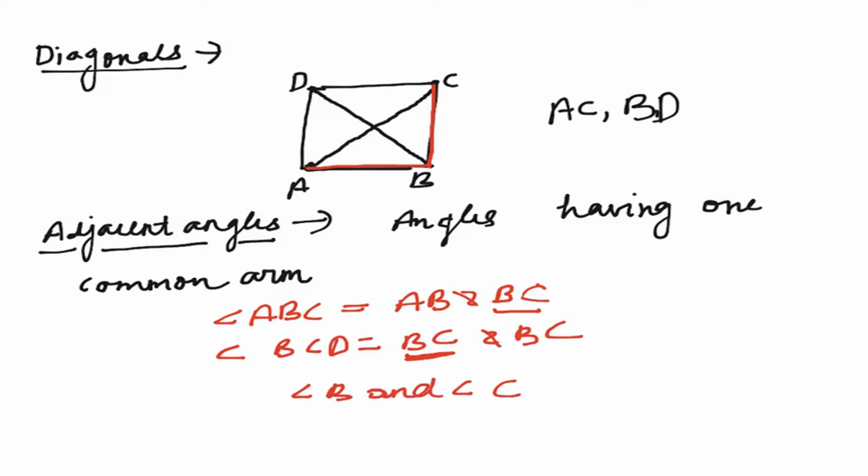Similarly, angle A and angle B are adjacent because they have common arm AB. Angle A and angle D are adjacent angles because they have common arm AD, and angle C and angle D are adjacent angles because they have common arm CD. Such types of angles are known as adjacent angles. So if we want to mark all the adjacent angles of this figure, we can mark angle A and angle B, angle B and angle C, angle C and angle D, and the last one, angle A and angle D. All these are pairs of adjacent angles.